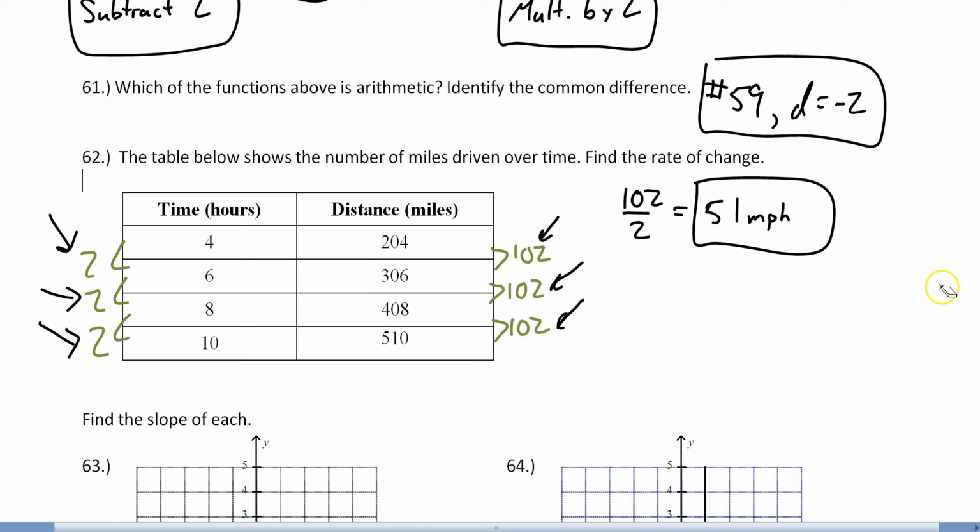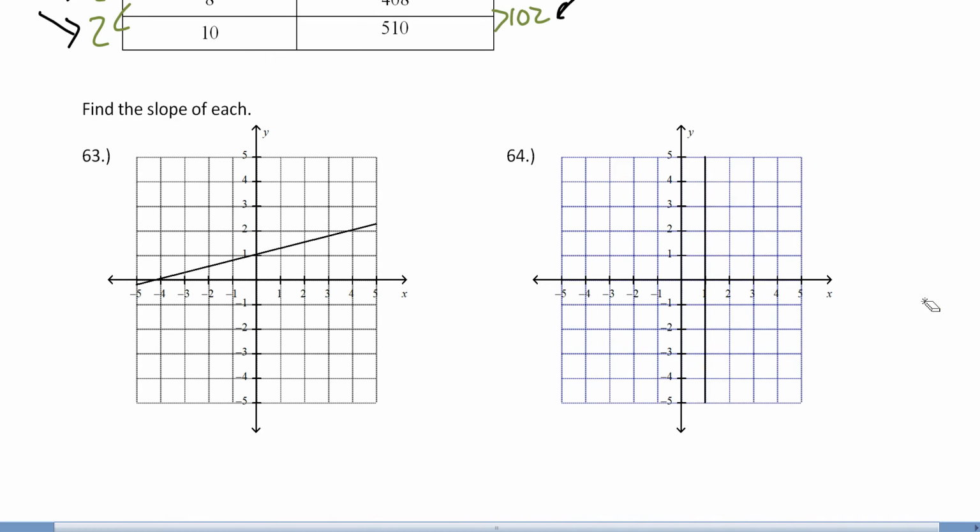The next one asks me to find the slope of each of these. The first one, again, I just have to identify 2 points that are definitely on here. I've got a point here, and then I've got another point right here. I've got another point right here. So if I start at any one of those points and count up, it looks like I have to go up 1, and then I have to count over 4 units. So again, slope is rise over run. So when I calculate my slope, it's rise, which was 1, over run, which is 4. So the slope is 1/4.